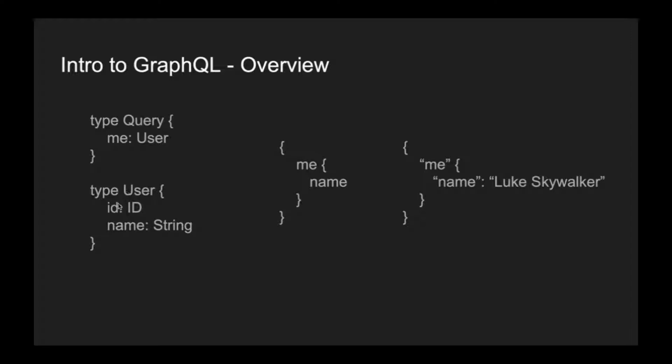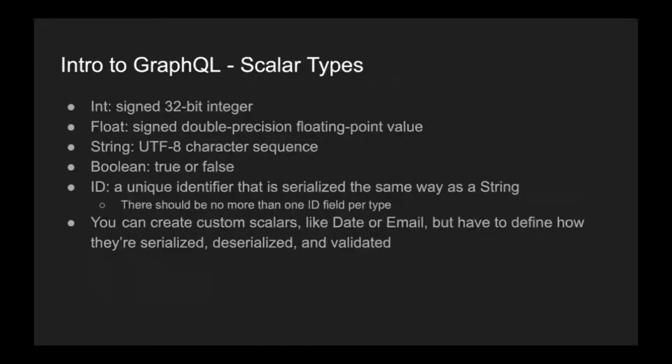And then if we go to user right here, I could pick any of these things to get back from GraphQL. I could say ID and name, I could do just name, or I could do ID. And then on the right side here, we have an example of the response that we'd get back, which is in standard JSON format. So that's GraphQL at a very high level.